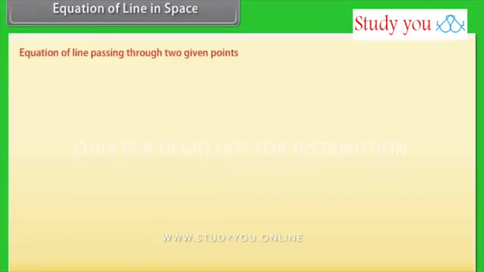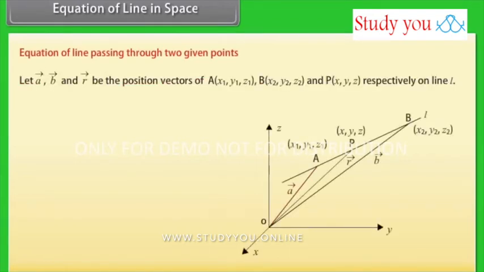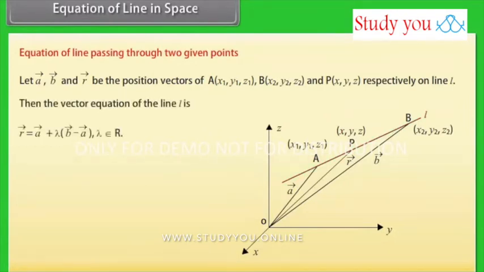Equation of line passing through two given points. Let vectors A, B and R be the position vectors of A(x1, y1, z1), B(x2, y2, z2) and P(x, y, z) respectively on line L. Then the vector equation of the line L is vector R equals vector A plus lambda times (vector B minus vector A), lambda belongs to real numbers.